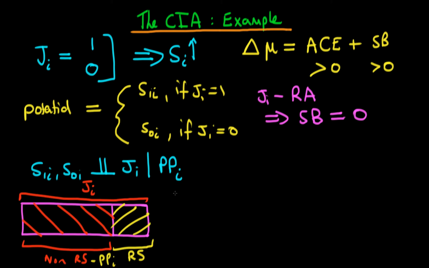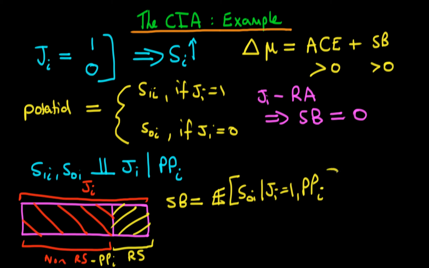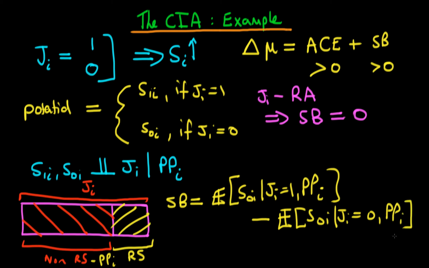Okay, to see this, we're going to jump straight ahead and look at the selection bias term. We know that the selection bias term in this circumstance, when we're conditioning on past performance, is equal to the expectation of S0I given that JI is equal to 1 and given that individual's level of past performance, minus the expectation of S0I given that JI is equal to 0 and given that individual's past level of performance.